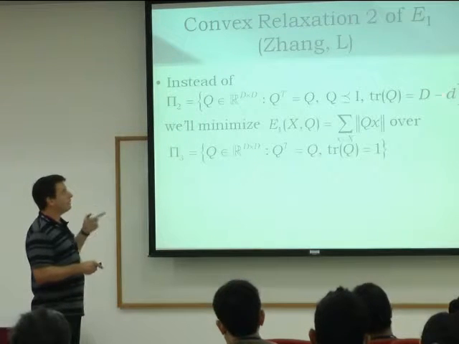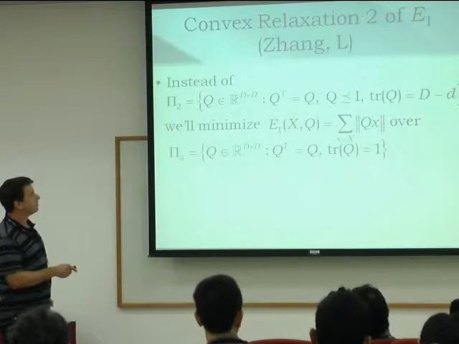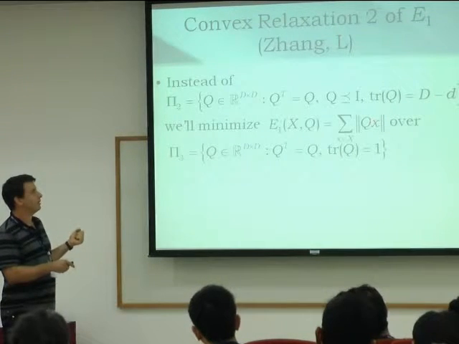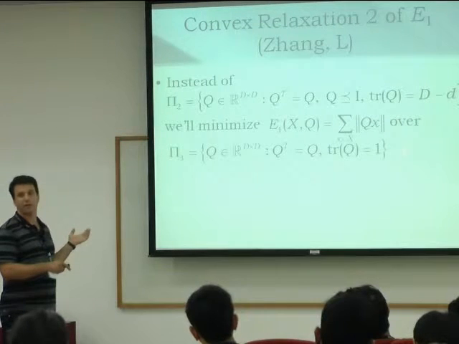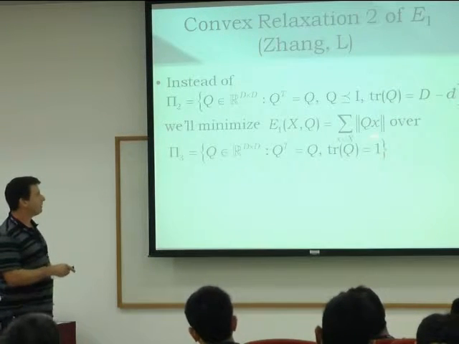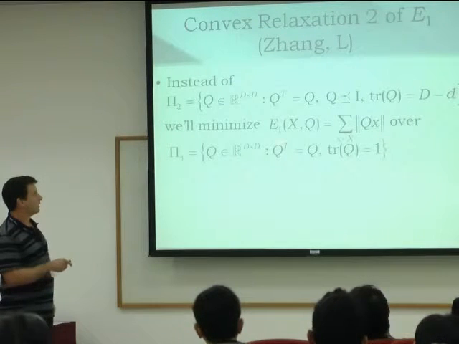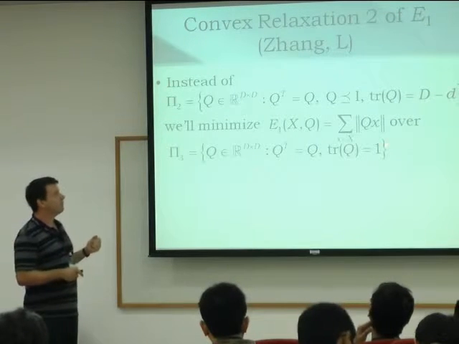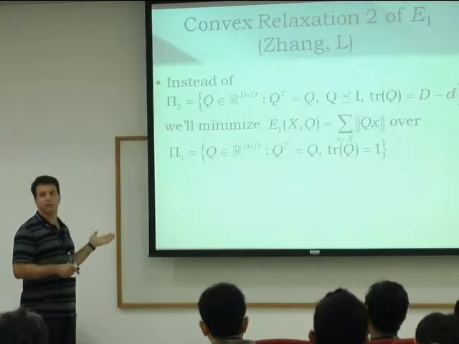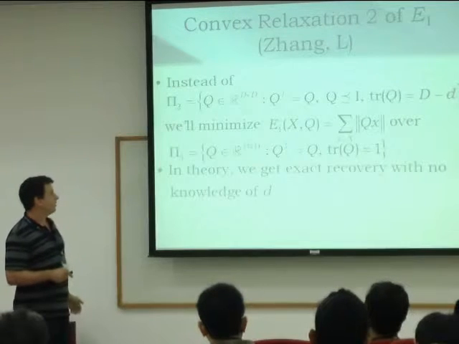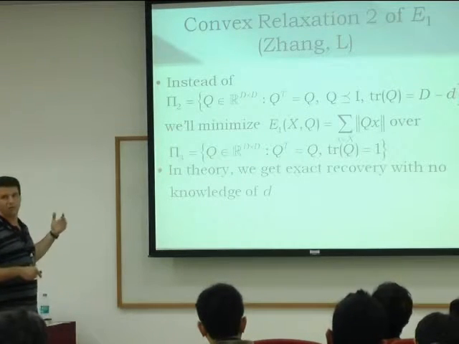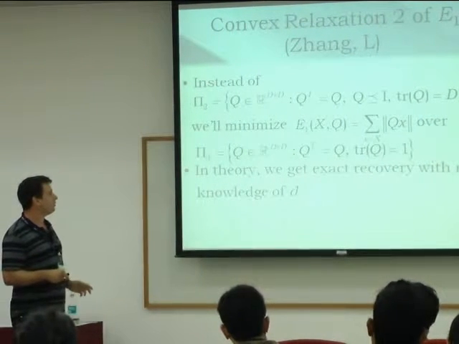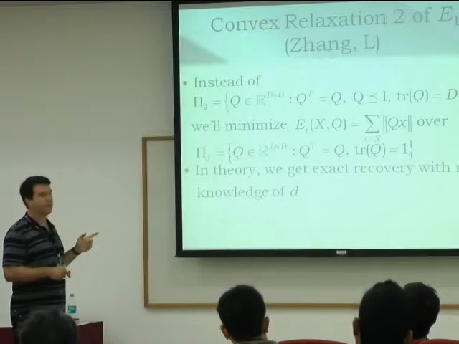It's d minus d, but now I notice, as I minimize this function, that it doesn't matter which constant I put here. It's a matter of scaling. So I can just have trace equal 1. Okay? So now I will minimize this over this bigger set, but what's good about it is that I don't need to know the intrinsic dimension. Okay, so in theory, and now it will be a more complicated theory because you need to address NME2 and so on, we can get exact recovery with no knowledge of this dimension.